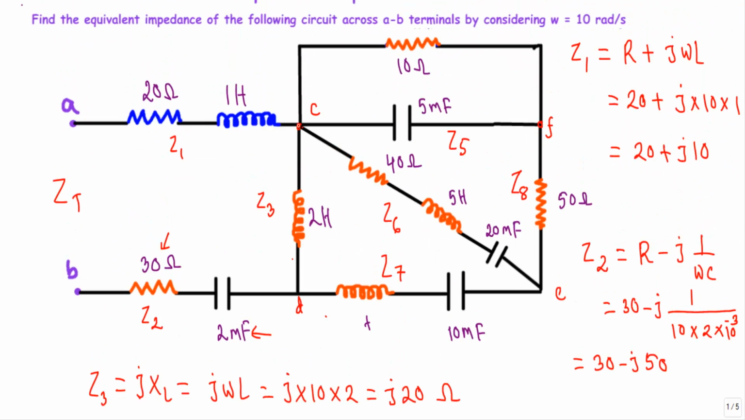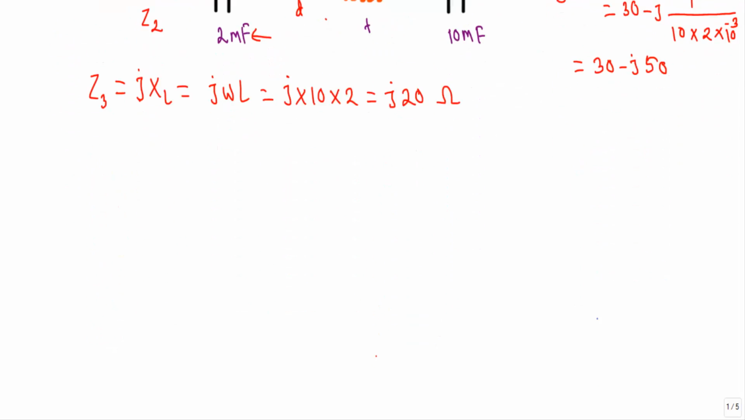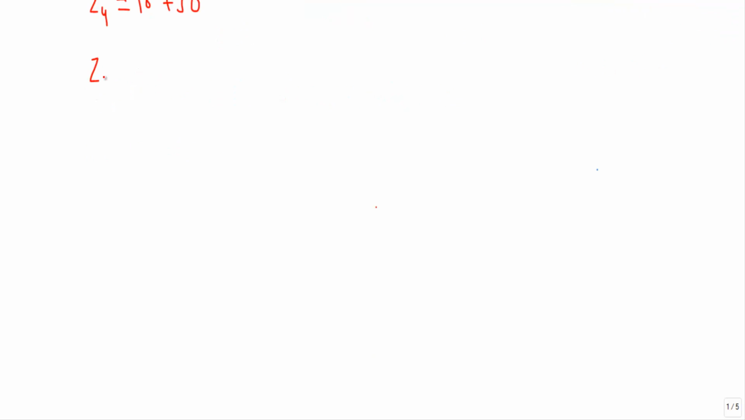Now see the branch between C and F terminal which contains the resistance of 10 ohm. It has a branch impedance of Z4. Z4 will be equal to 10 plus j0 because there is no reactive component. So our Z4 branch impedance will be 10 plus j0.